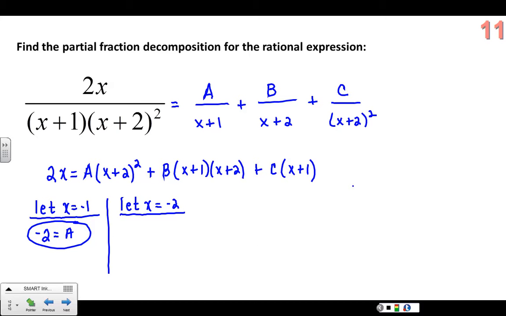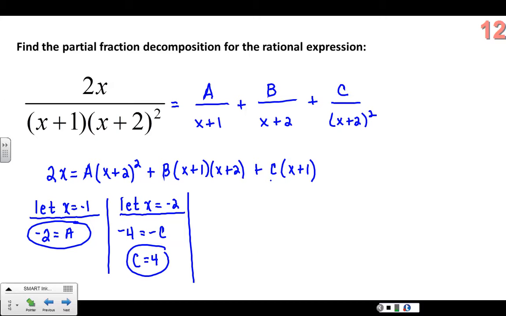Let x equal negative 2. So if I let x equal negative 2, 2 times negative 2 is negative 4. This whole term would go to 0. This whole term would go to 0. But on this one, negative 2 plus 1, that's negative 1c. So c is just going to equal 4. However, you can see I have not found b. I have not been able to find b.